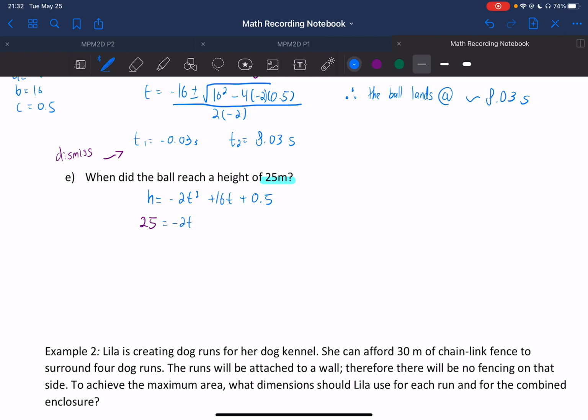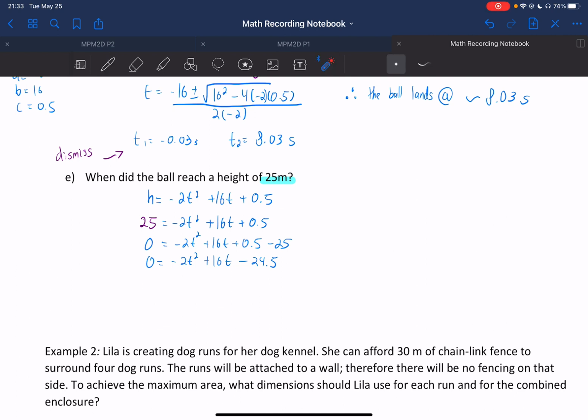Now, if you think back to some of the practice questions that we've done, when we had something on this side here, on our left side, and it wasn't equal to 0, what we did was we brought that over to the other side to make the equation equal to 0. So that's what we're going to do here. We're going to make it equal to 0 on this side by putting the 25 on the other side. And since it was positive on one side, we're going to make it negative on the other. So we're going to minus 25 here. That's going to give us 0 equals -2t squared plus 16t minus 24.5.